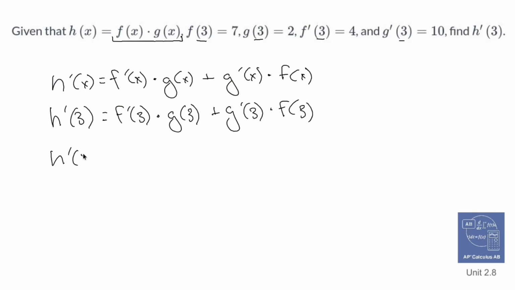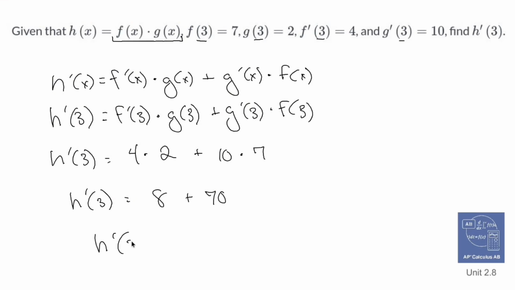So h prime of 3 would be f prime of 3, which is 4, times g of 3, which is 2, plus g prime of 3, which is 10, times f of 3, which is 7. Now it's just a PEMDAS problem. H prime of 3 is 8 plus 70, and finally h prime of 3 is 78.